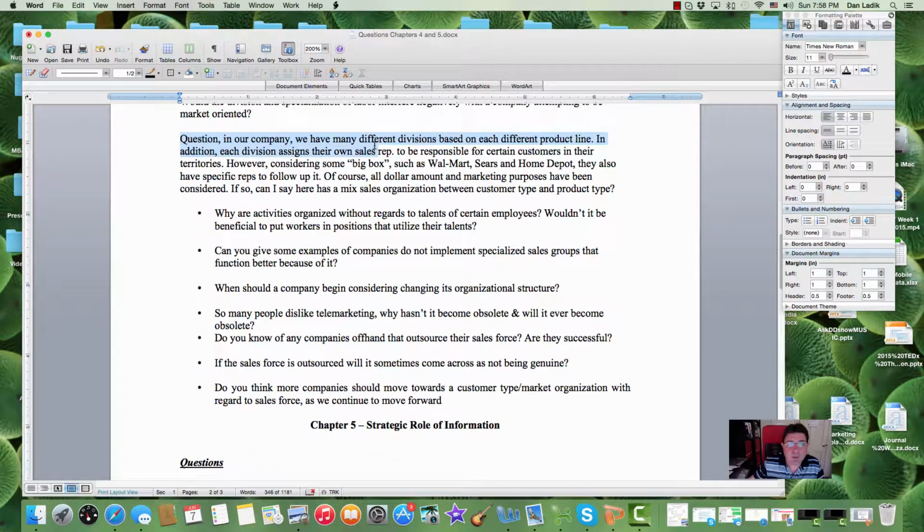Question. In our company, we have many different divisions based on different product lines. That's very common. In addition, each division assigns their own sales rep to be responsible for certain customers in their territories. That's exactly the way: product A, product B, and then we have geography. However, some big box stores, such as Walmart, which makes you live in Bentonville, Arkansas to sell to them, Sears, Chicago, they don't have that. Home Depot, Atlanta, they do. If you want to go to Home Depot, you've got to go to headquarters in Atlanta. You probably have to live there too. They also have reps to follow and keep up.